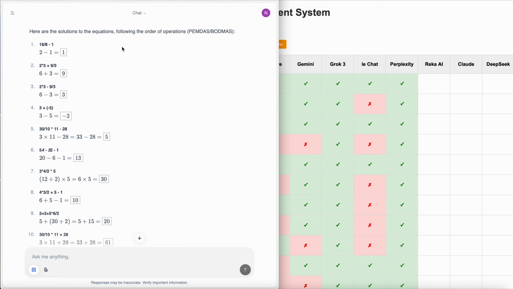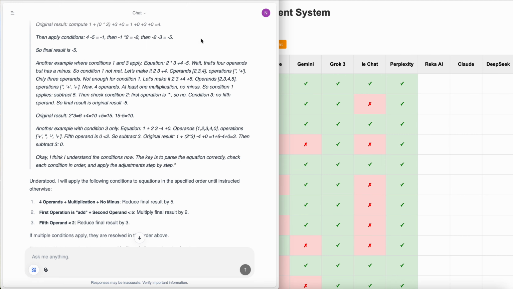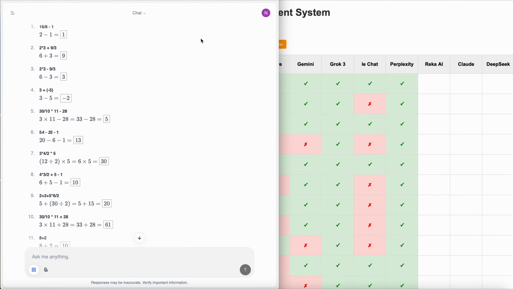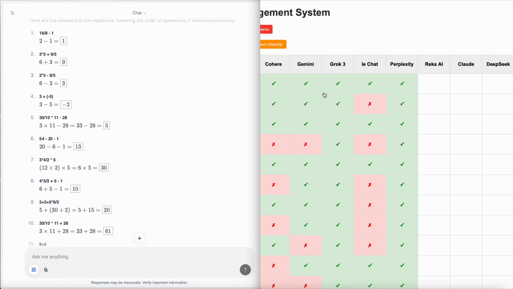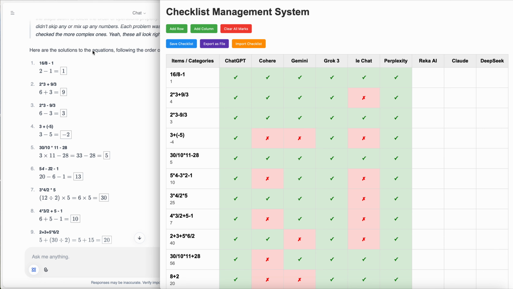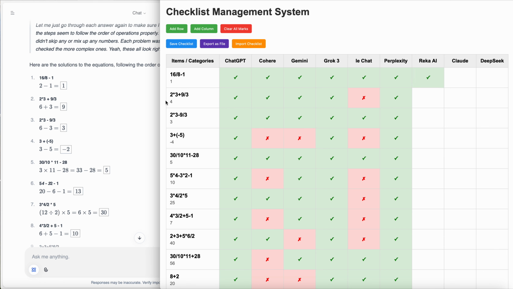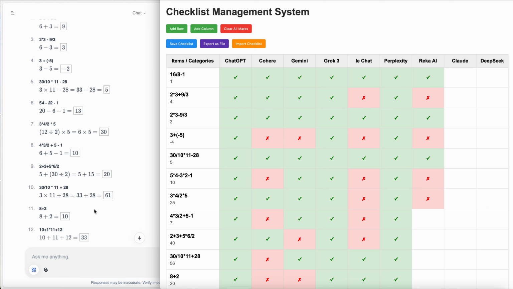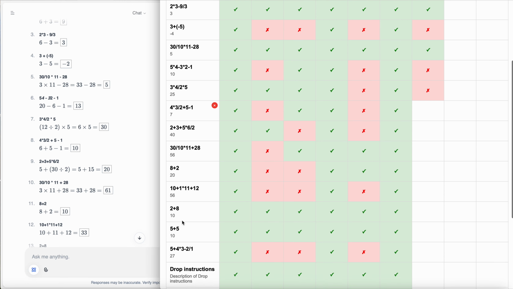So here are solutions to the equations following the order of operations. Okay. Let's go. 1, 1. Yes. 9, 4. No. 3, 3. Yes. -2, -4. No. 5, 5. 13, 10. 30, 25. 10, 7.